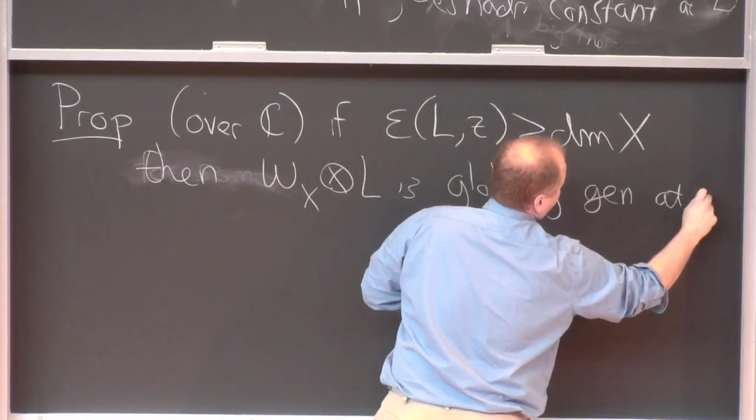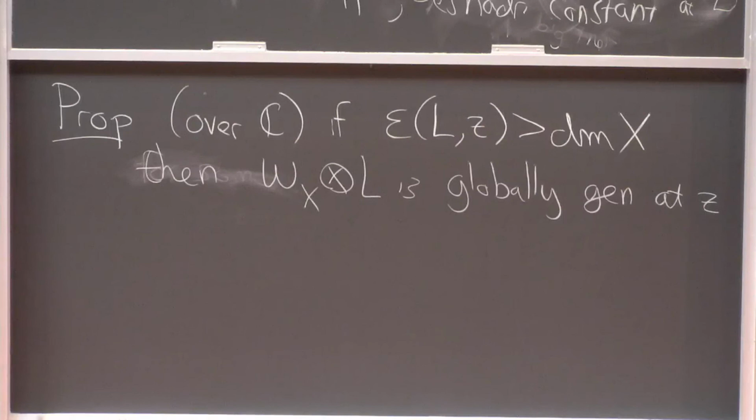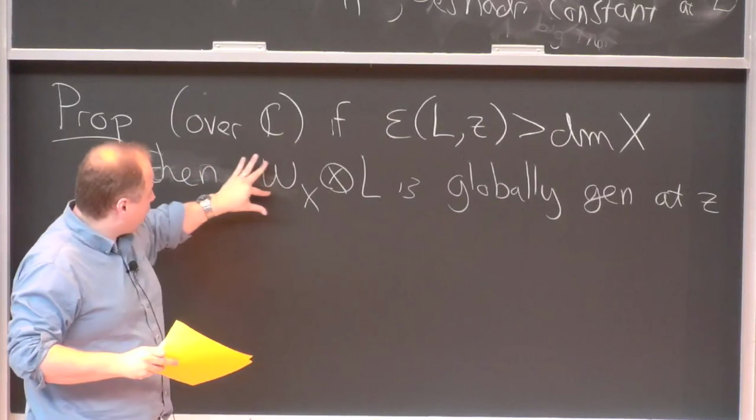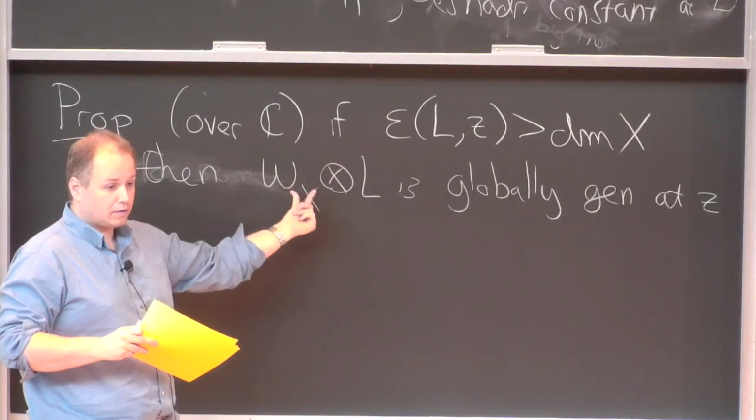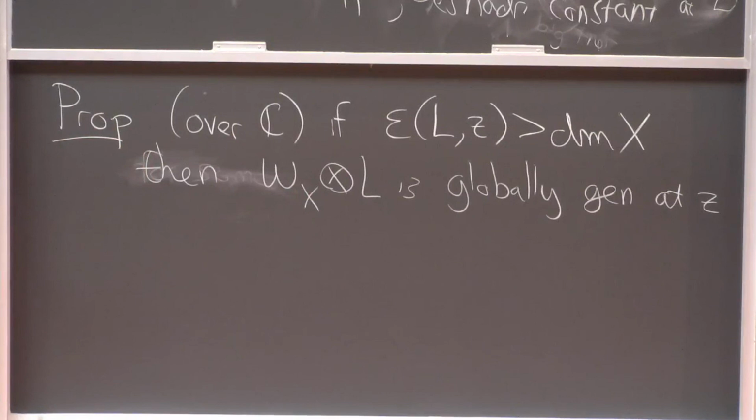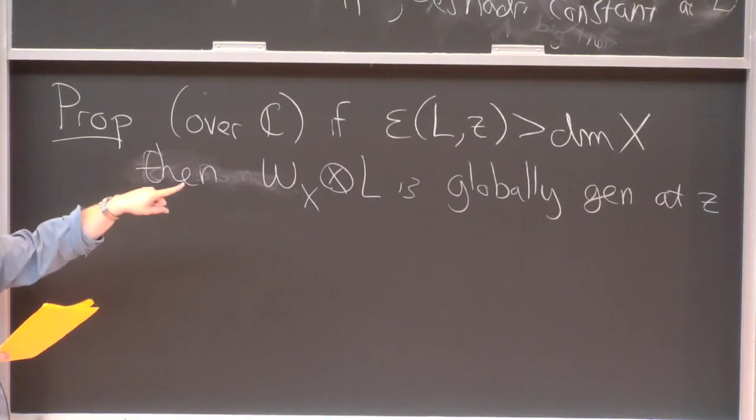So this Seshadri constant gives you an effective way of determining how big I need to make things to make this globally generated there. And I think this is maybe where the interest in Demailly's work came from. Lawrence can probably say more. At Z, just at a particular point. So this is really going to be measuring positivity of L just at that point.